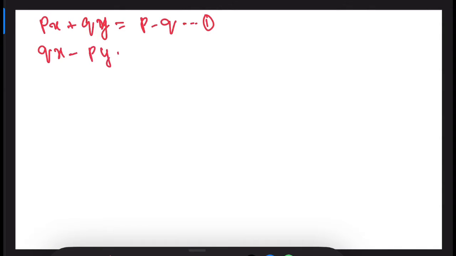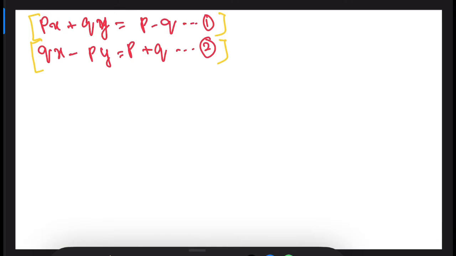p squared x plus pqy equals p squared minus pq. This is our first equation, isn't it? What is the second equation? qx minus py equals p plus q. This is the second equation. I told you this equation we have to multiply with q, so we shall multiply the whole equation.